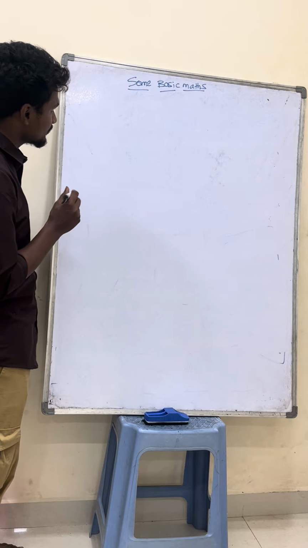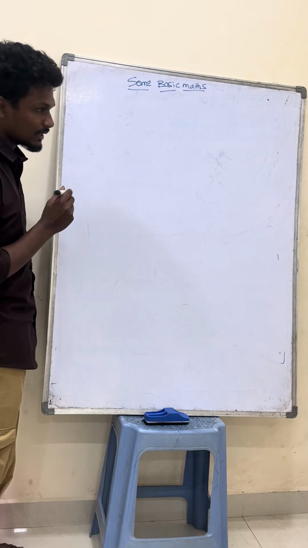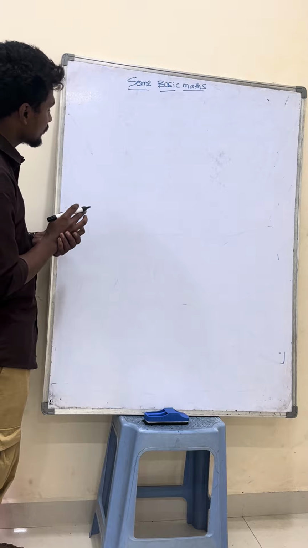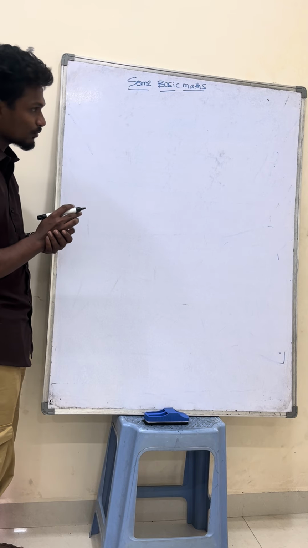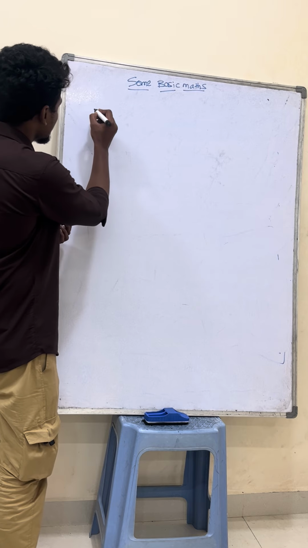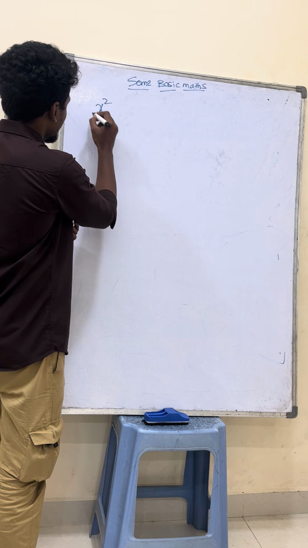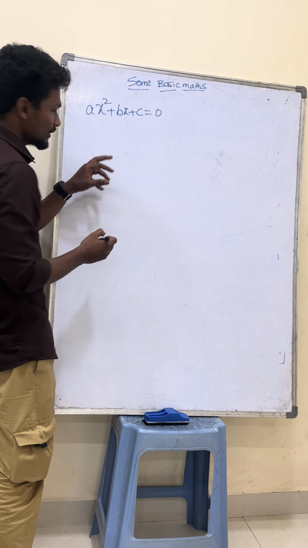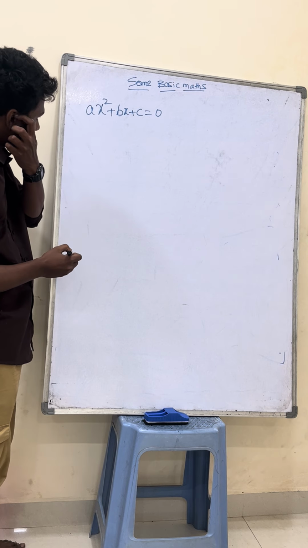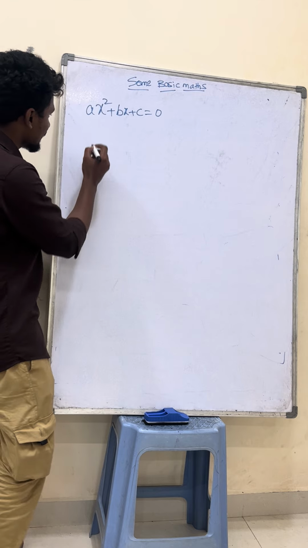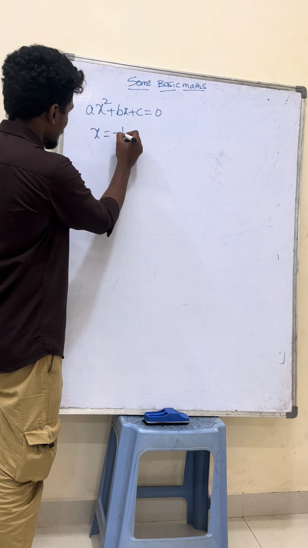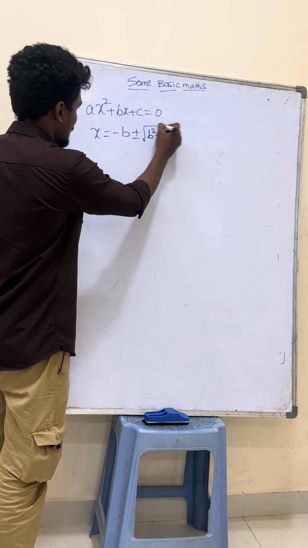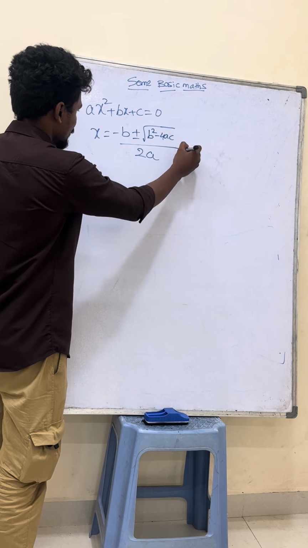So let's start with some basic mathematics that is helpful for our NEET preparation. Starting with, we got the quadratic equation. Generally any equation which is in the form of ax square plus bx plus c is equal to 0 is a quadratic equation. The roots of a quadratic equation are given as follows: x is equal to minus b plus or minus square root of b square minus 4ac, upon 2a.